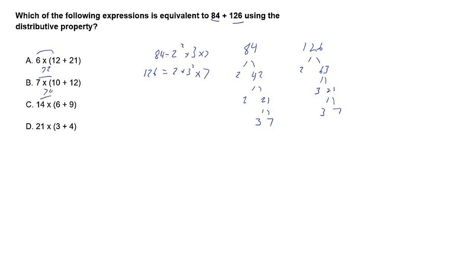But then we've got 14 times 6. Well, that's 84. So that's looking promising. Plus 14 times 9, and that's 126. So that looks like what we're looking for, but let's just check D just to make sure. 21 times 3 is going to give us 63. So it looks to me like C is the only one that really fits. So that's our answer. Great job.